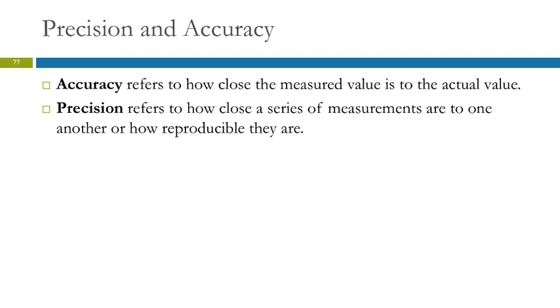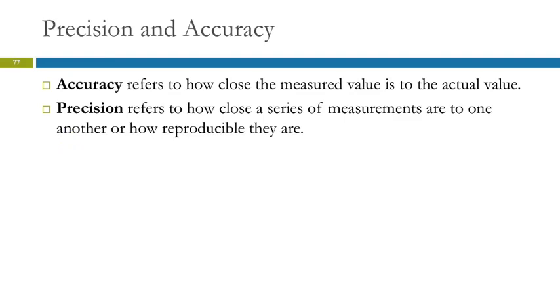So I've been throwing around this word precision. Let's talk about what it really means. Precision and accuracy are different things. Accuracy is the first one there. Accuracy refers to how close the measured value is to the actual value. Is it correct?